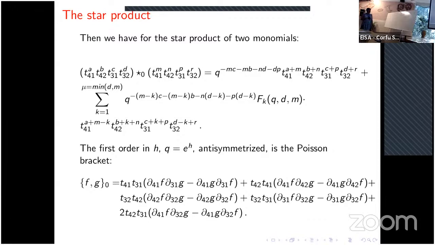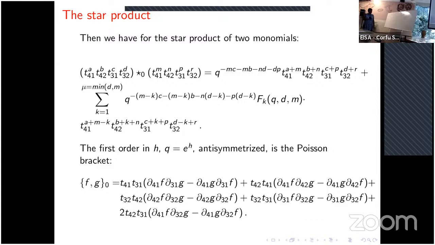If we take Q equals e to the h and then take the leading order in h, and then we anti-symmetrize, we obtain the Poisson bracket, and the Poisson bracket will be the same for all the deformations that are isomorphic to this one. That is, if I choose another ordering, I will obtain an isomorphic deformation, but the Poisson bracket will be exactly the same. It will not change.